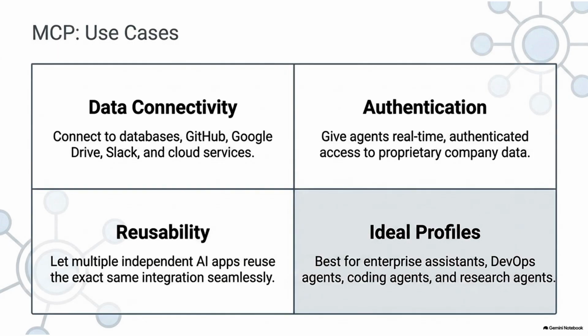So when should you actually use MCP? Reach for it when you need data connectivity, databases, GitHub, Drive, Slack, cloud services, or when you need authentication, giving agents real-time authorized access to company data. It also shines at reusability, since multiple independent AI apps can share the exact same integration. The ideal profiles here are enterprise assistants, DevOps agents, coding agents, and research agents. Anything that needs to reach outside itself to get work done.